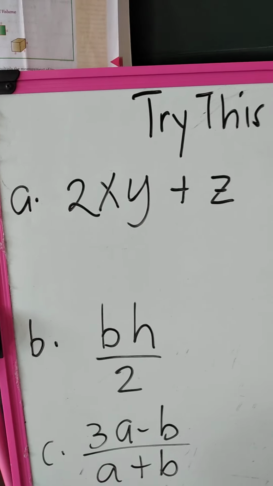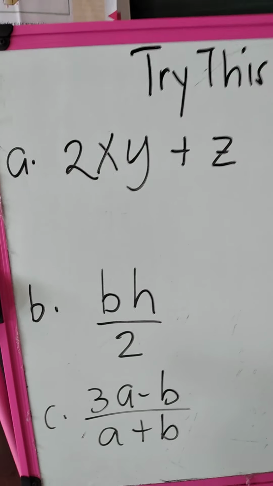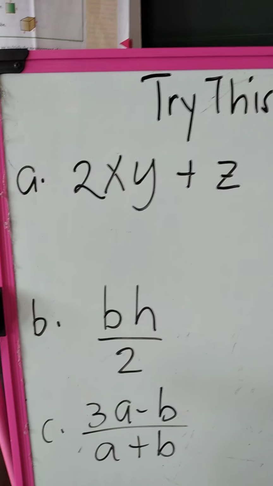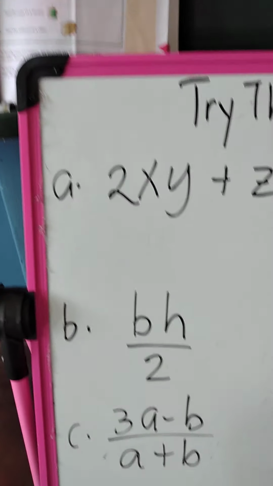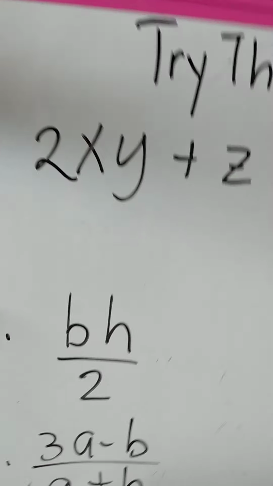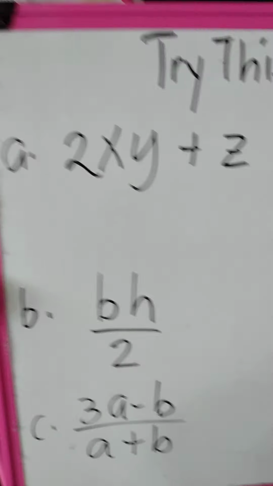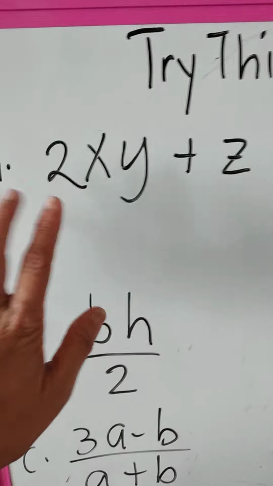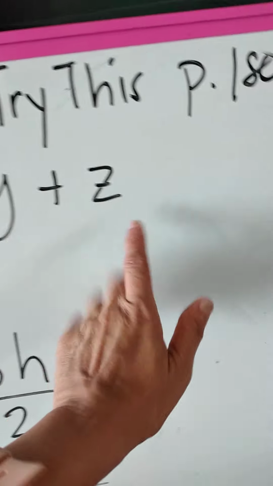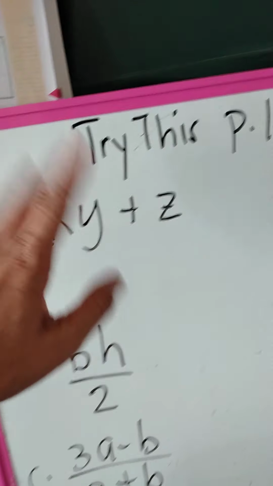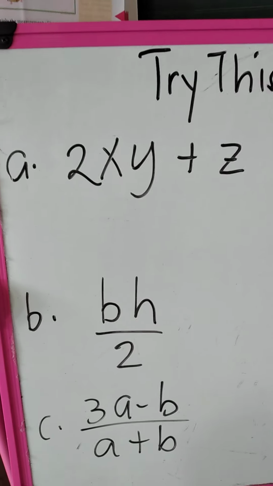Also, please avoid using x as your multiplication symbol because we are now in algebra. x is a variable, not an operation for multiplication. So 2xy means 2 times x times y. The operation involved here is multiplication, while between the two terms, 2xy and z, the operation involved is addition. Okay?